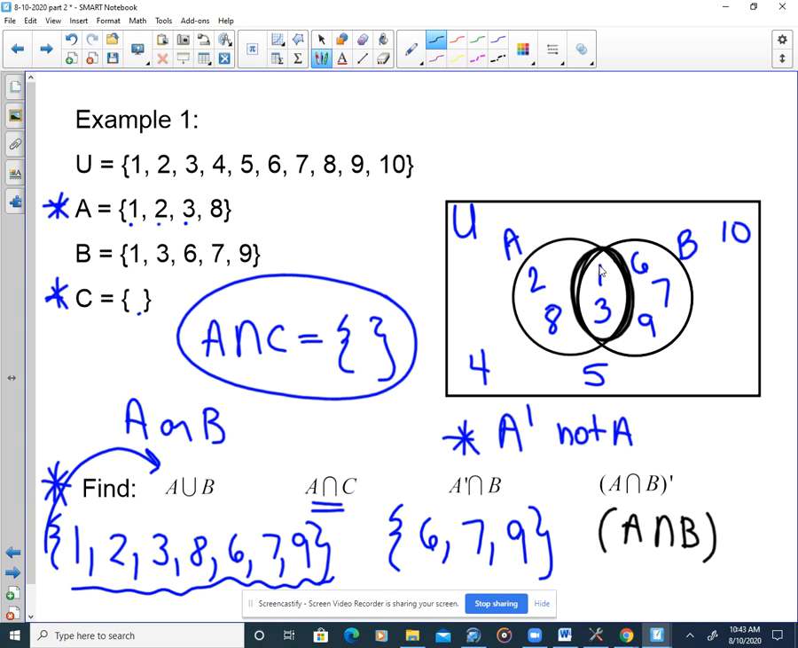What does the symbol here mean? That means not those. So we want not the elements that are 1 and 3. So what are those elements? That would be all the other elements. So it would be everything but 1 and 3. So it would be 2, 4, 5, 6, 7, 8, 9, and 10.